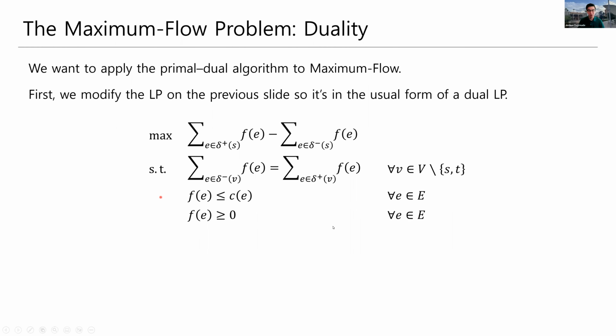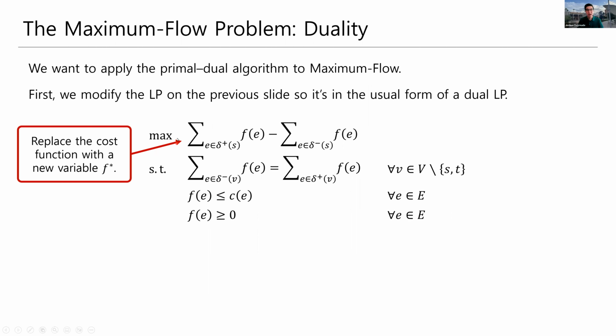But first, if that's the case, we need to get this LP for maximum flow looking more like a dual. So let's go ahead and do that. We already have a maximization objective function. That's what duals usually have, so we're good there. But we're going to do something that's going to look a little confusing at first, but it's going to make things easier for us in the long run. We're going to replace what this LP is maximizing with a new variable, which we're just going to call f star. Conceptually, you should think of f star as the value of the flow that we're building.